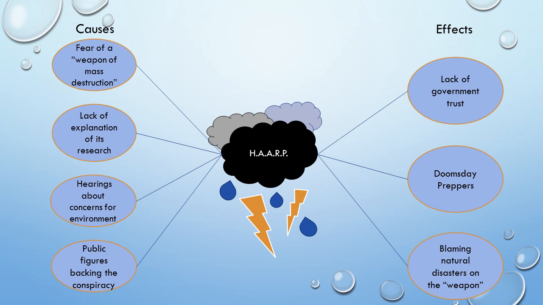Okay, one of the things about the paper that can be a little bit tricky is that an effect can also be a cause, right? So lack of government trust could also be a cause for why someone believes in that. For the paper, try to make sure that you separate these and look at cause and effect. Your thesis statement basically comes out of this. So you could say that the cause of a belief in a conspiracy theory is fear of weapons of mass destruction, and the effect is a lack of government trust.